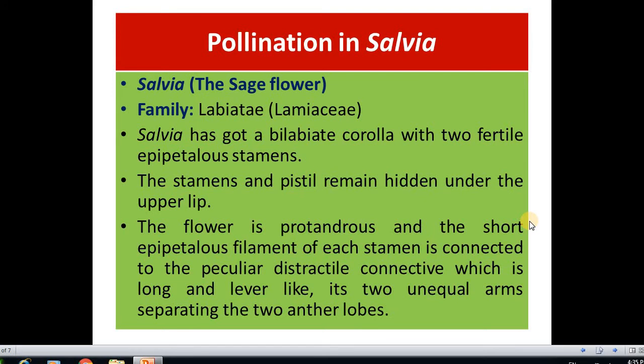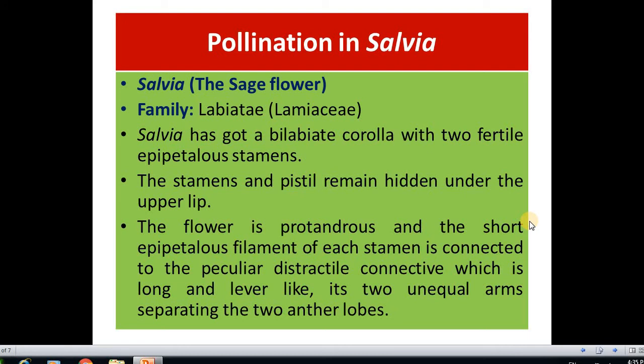Fertile epipetalous stamens are there. Epipetalous means the stamen is connected to the petal. The filament of the stamen is attached to the petal. That's why it is called an epipetalous stamen. The stamens and pistil remain hidden under the upper lip.